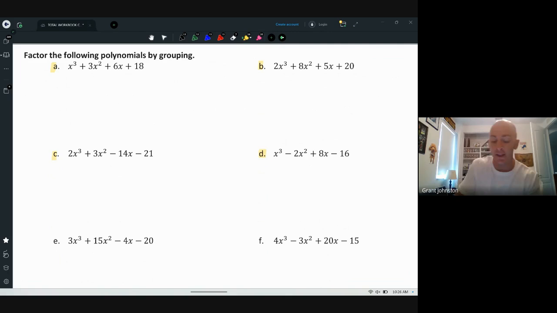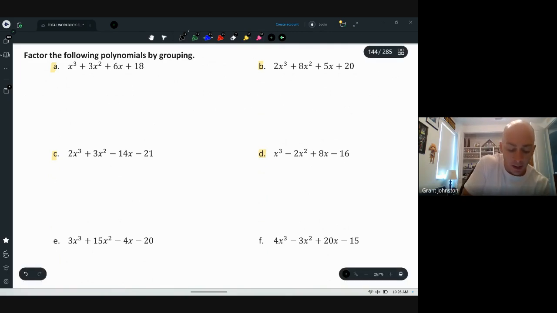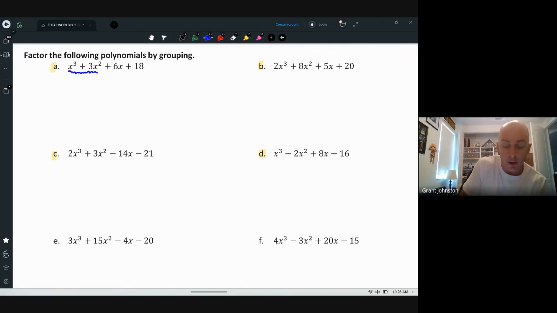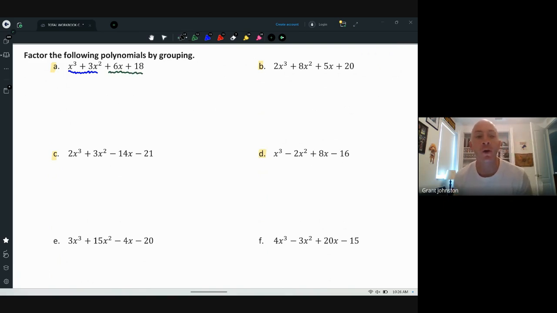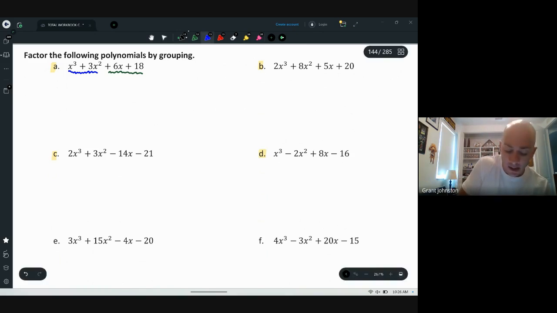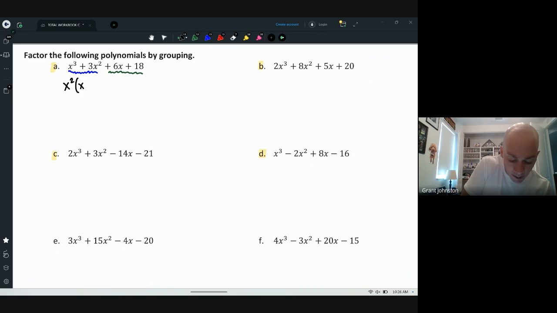What you do basically is we can group, I'm going to underline these first 2 terms, and we can also group these first 2 terms and factor them individually. So watch this. We have x to the third plus 3x to the second. And this goes back to just factoring out a monomial. If I have an x to the third and 3x to the second, I can factor out an x squared from those. So then I would have an x plus 3.